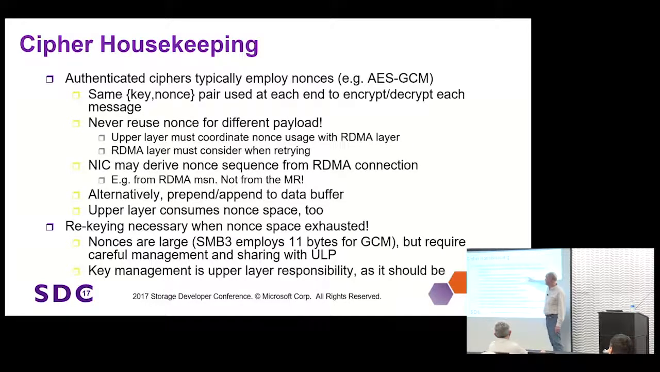But what that means is that upper layers must coordinate the nonce usage with the RDMA layer. The upper layer is using this same cipher with the same key to transfer its upper layer messages. So the lower layer has to be sure that it doesn't collide in nonce space. The RDMA must consider this when retrying. A lot of RDMA adapters, when they retry, simply refetch the data from memory. That could change the data when it retransmits. So there are some implications on the RDMA layer.